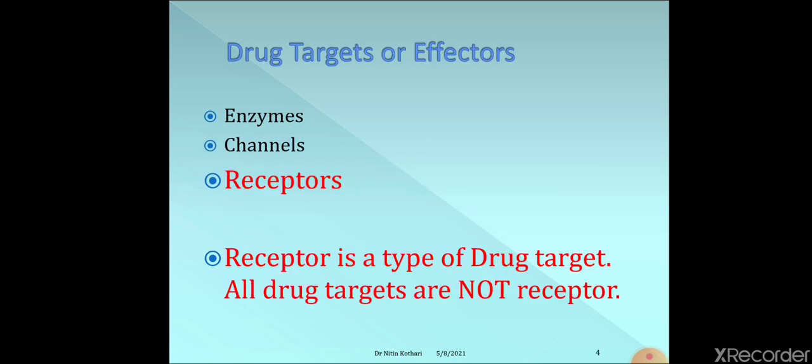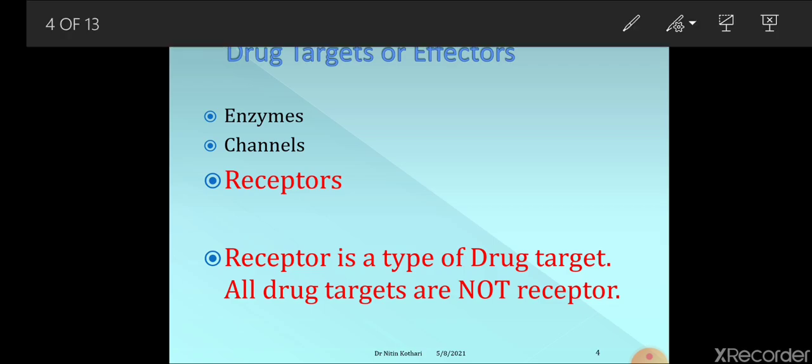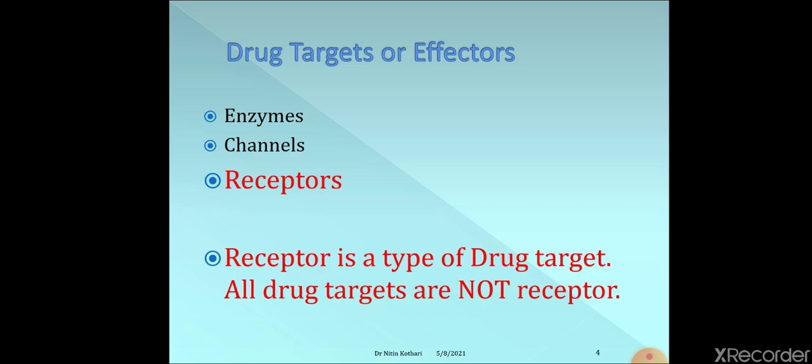How does the drug show its effect? Definitely by acting upon, by attaching to its target.